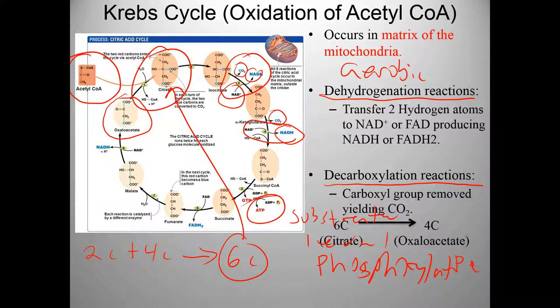All right, so succinate gets converted to fumarate. In this process, you have another dehydrogenation reaction where electrons, hydrogen atoms, are transferred from succinate to FAD, forming FADH2. And now the resulting molecule of fumarate is going to be converted back into oxaloacetate. All right. And you form another molecule of NADH in the process.